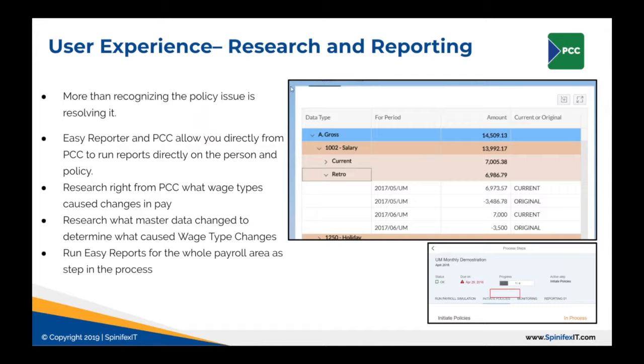And here's the final thing, or two final things actually before we get in there, where we go a step further. So I'm going to show you today how Easy Reporter and the SpinifexIT PCC RDS can improve your policies, but I'm also going to show you how they improve your research, right? PCC is going to tell you something's wrong, right? And in this case, because this is the scenario we're going to look at, someone's going to have a retro over a certain amount, and you're going to go, you know what, PCC, thank you, that's great, but why? And what was it? What caused the retro? Well, what we're going to show you today is right from within Payroll Control Center, I can drill in to this person's wage types, and see exactly where the retro occurred and on what wage types it happened on out there.